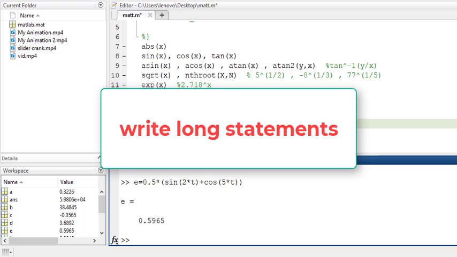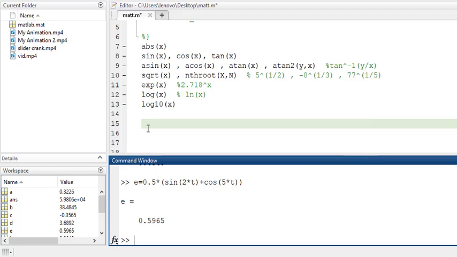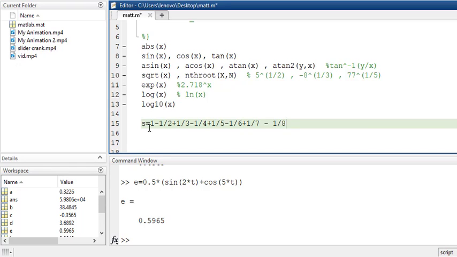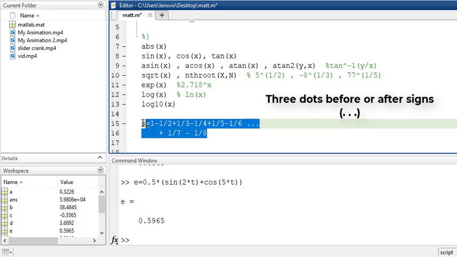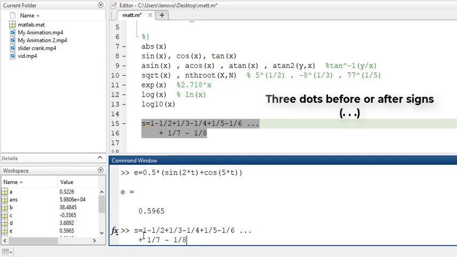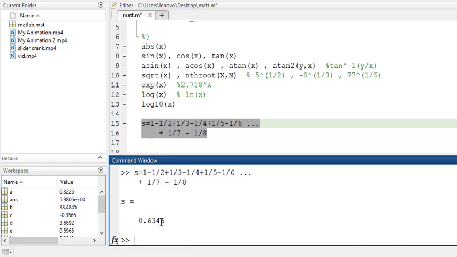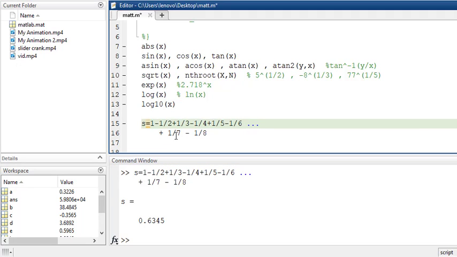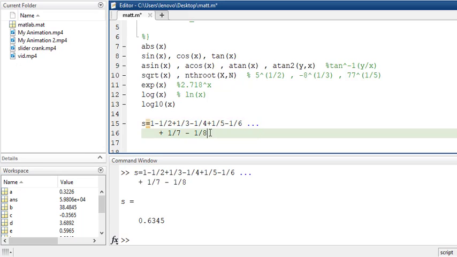The last thing, for a long statement: what if I have a long equation? How can I divide it, if I want to type it on 2 lines? For example, this equation, 1 minus 1 over 2. I can split it into 2 lines by typing 3 dots before or after the sign, 1 2 3, then hit enter. I run it in the command window, and our result is 0.635. So I can split a long statement by typing 3 dots before or after the sign, and this represents one equation.